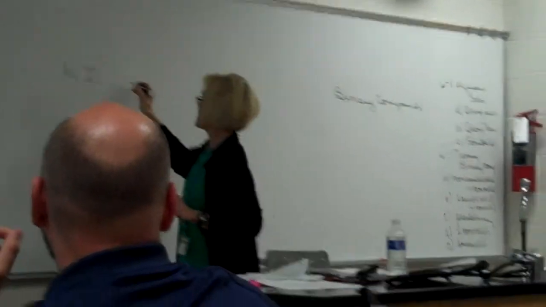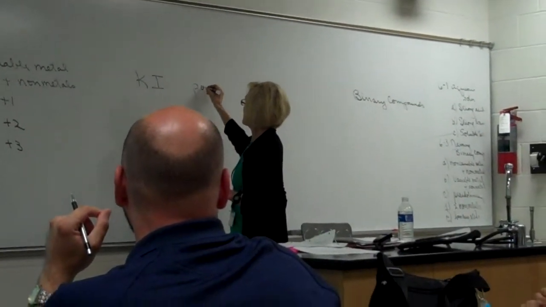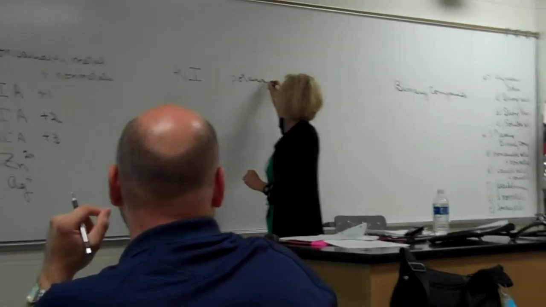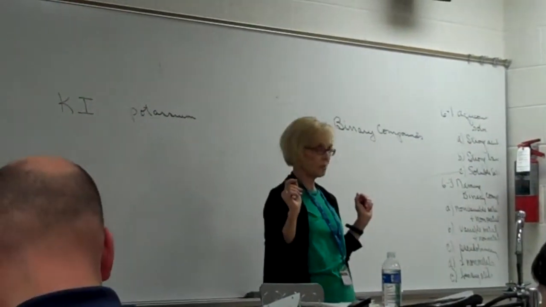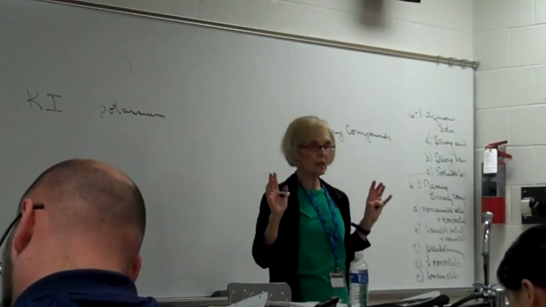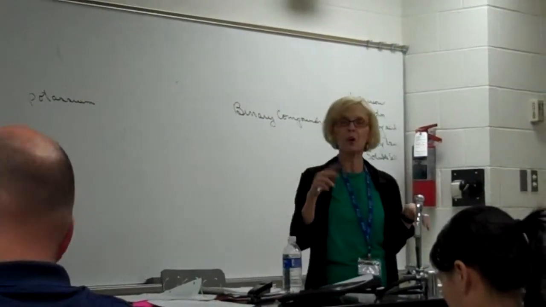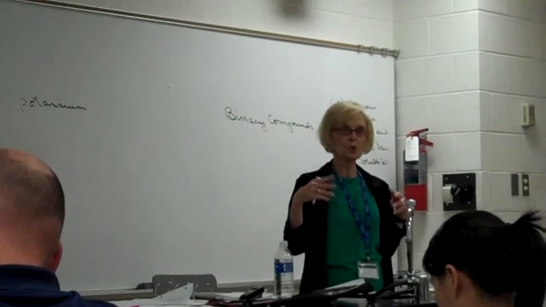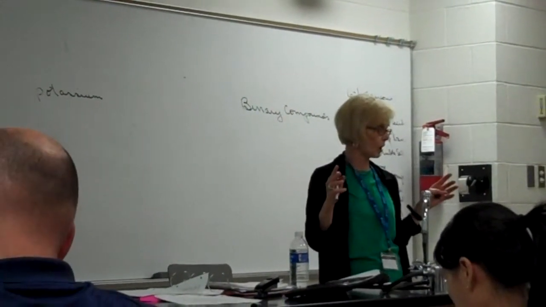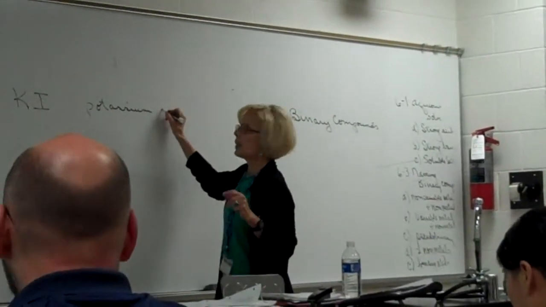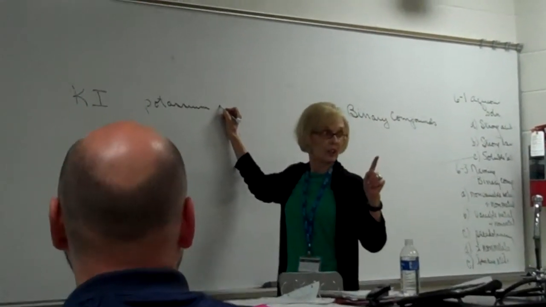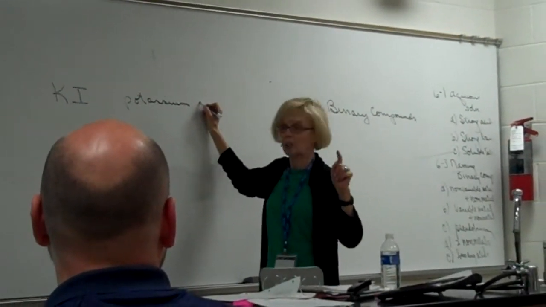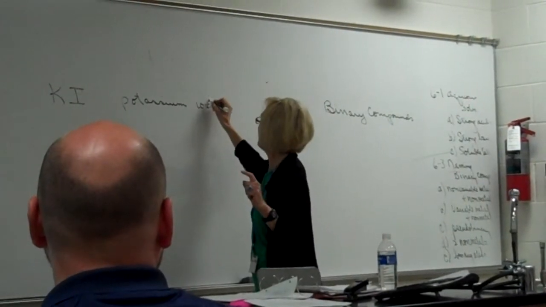Okay, here's the rules. The positive part you just say as is. No special ending, you just say potassium. And it's not ambiguous at all because we know potassium is always +1. Then, here's the new part. If it is a binary compound, your ending is "ide," I-D-E. So we're going to say iodide.